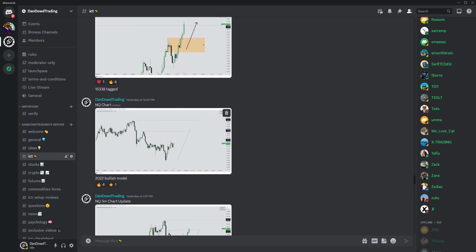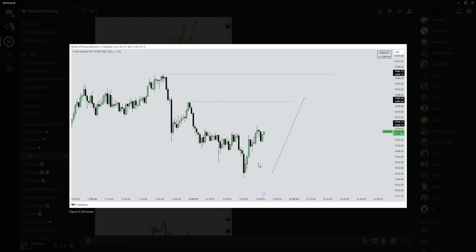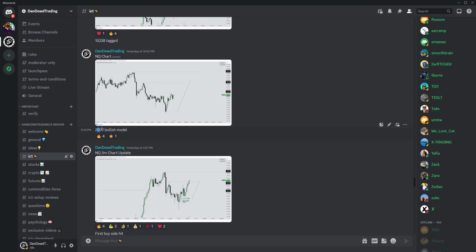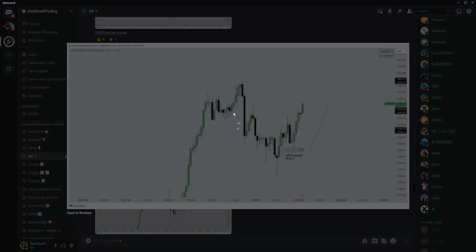Here was yesterday. We had a nice market maker buy model towards the end of the day. This was 12:42 p.m. The inception of that market maker buy model was the 2022 model. So I was looking for price to start delivering into buy side. Shared this with Discord members around 12:42 p.m. Said 2022 bullish model. Price was likely to start delivering higher. That first buy side did hit.